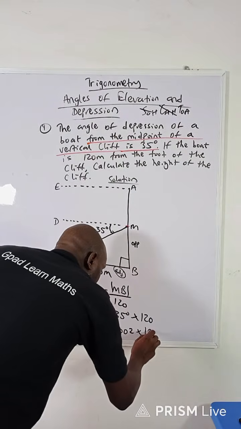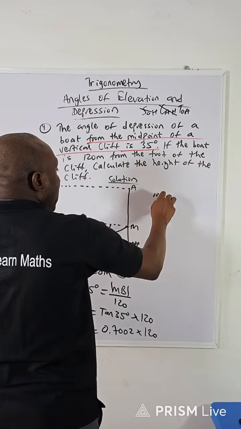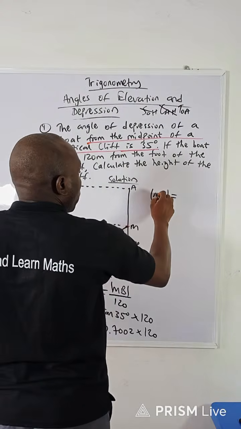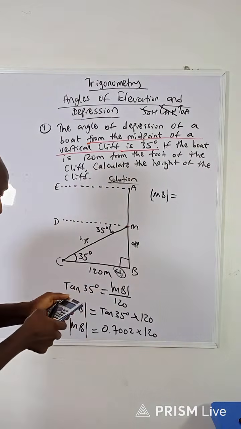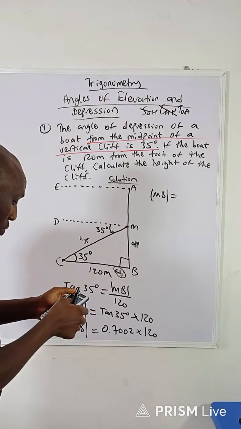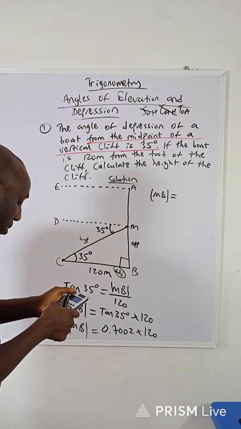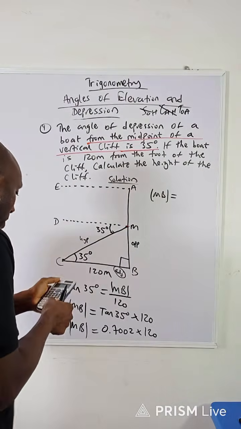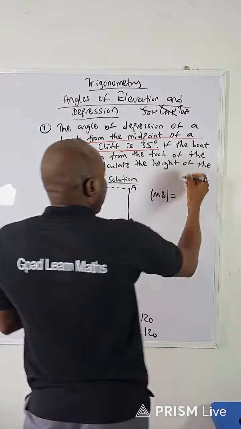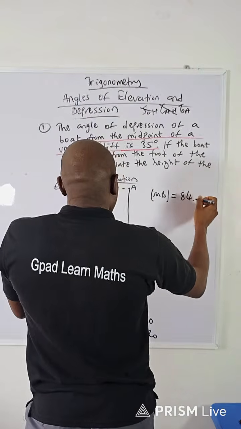So that will be tan 35, 0.7002 times 120. So let me just finish it here. MB will be equal to what? Let's multiply. 0.7002 times 120. This should be equal to what? 84.024.